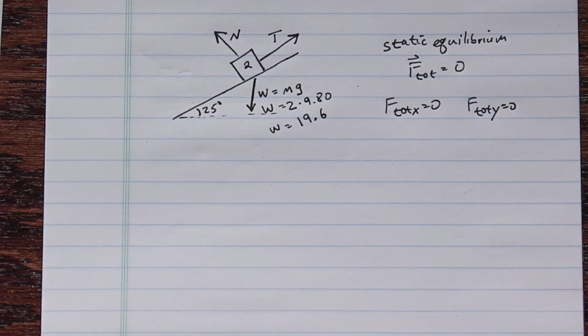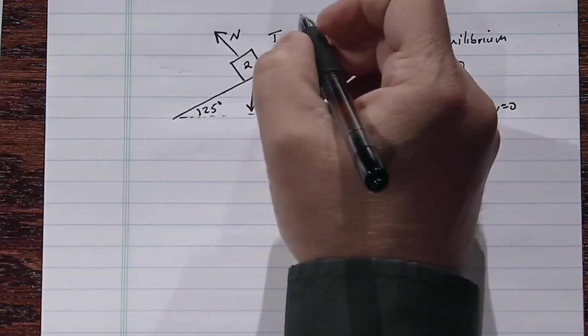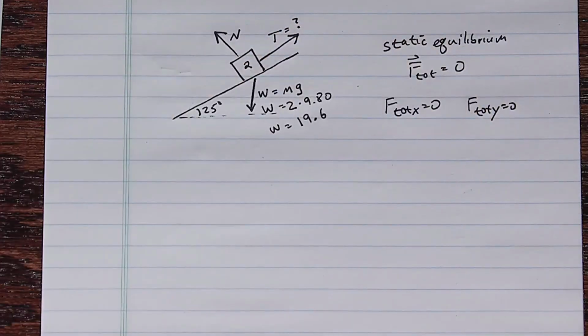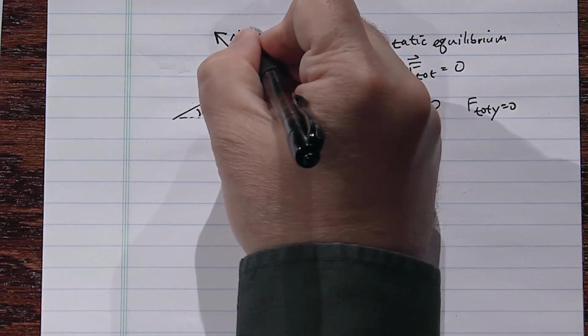What are our unknowns? Well, tension. We're being asked for tension. That's one of our unknowns. And we also don't know what the normal force is. So that's our other unknown.